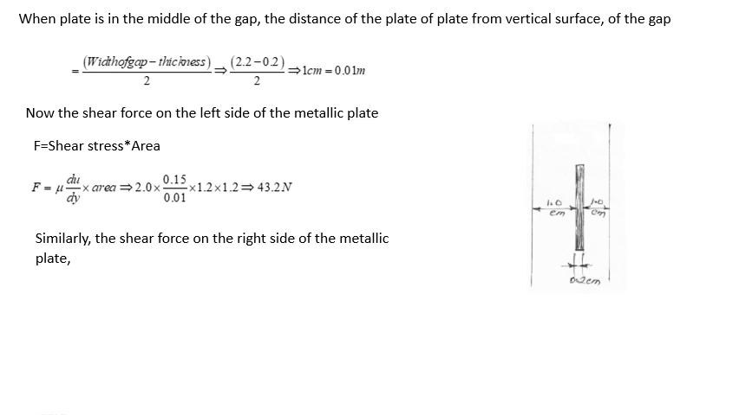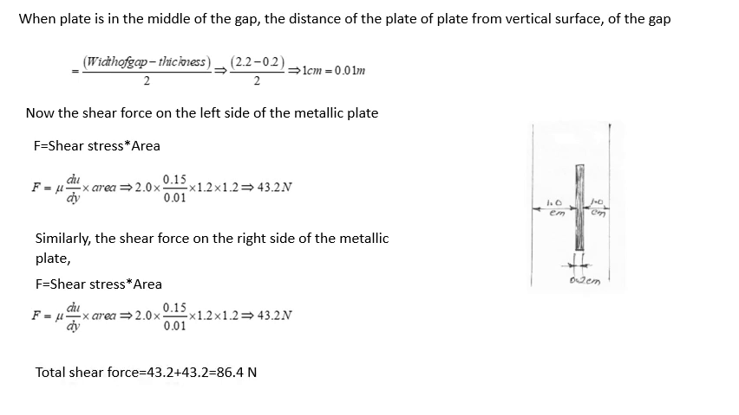Similarly, the shear force on the right side of the metallic plate is also similar, because the same distance is on the right side of the plate from the vertical surface, that is 43.2 Newton. So the total shear force required is 43.2 Newton on the left side plus 43.2 Newton on the right side, that is 86.4 Newton.